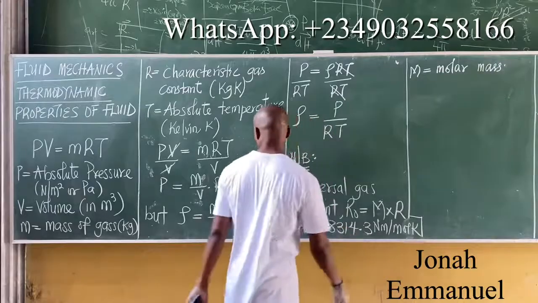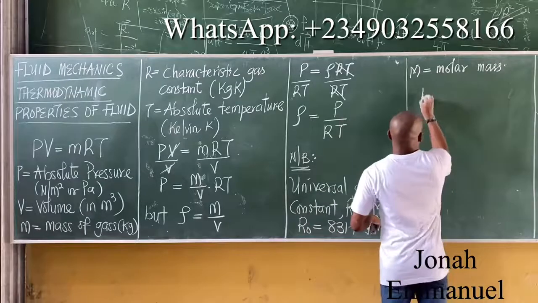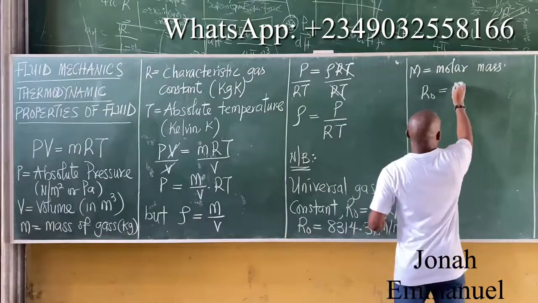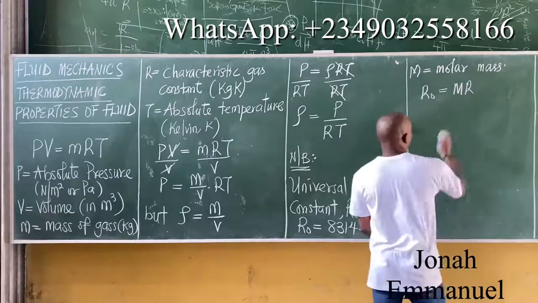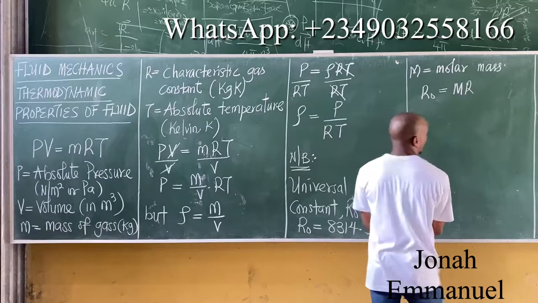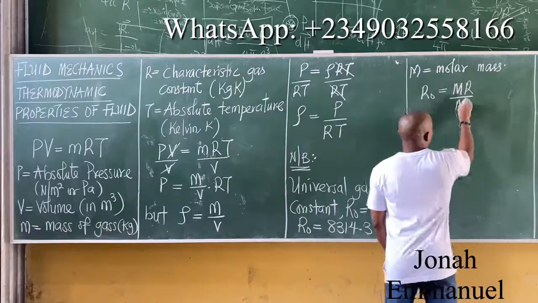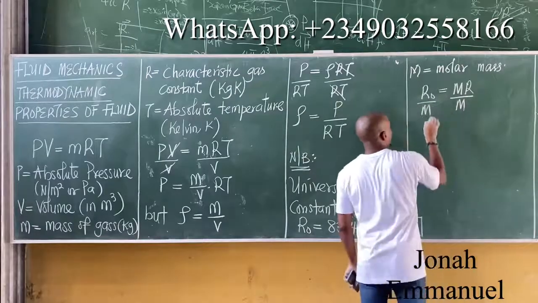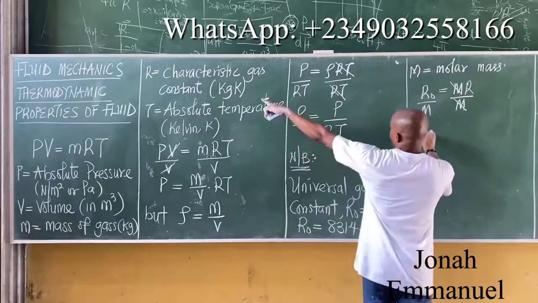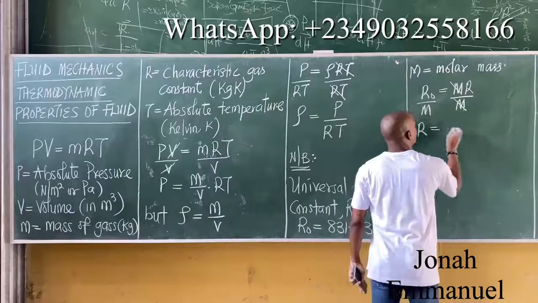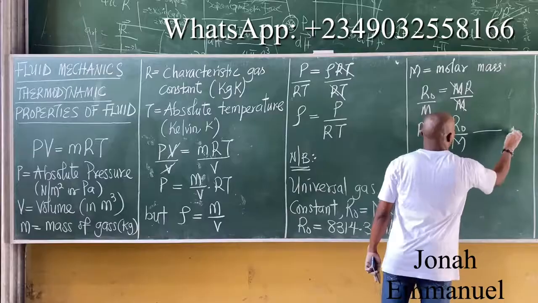Well, let's see if this works as I want it to. From here we said R naught is equal to molar mass times R. If that's true, let's make R the subject of the formula. I'll divide both sides by molar mass. This cancels this. So it means that R, which is the specific characteristic gas constant, is equal to the universal gas constant all over molar mass. Please note this formula.